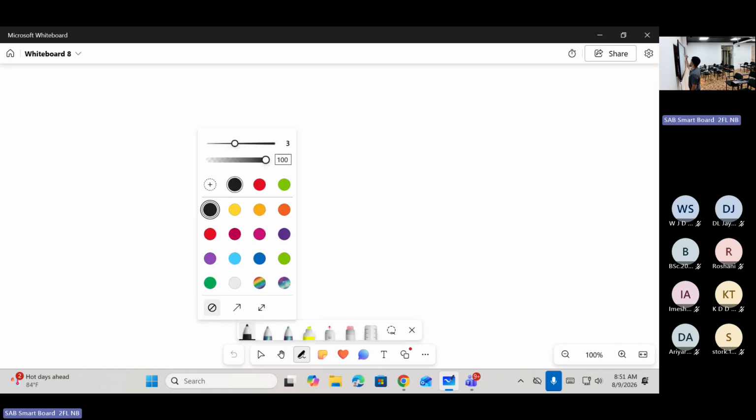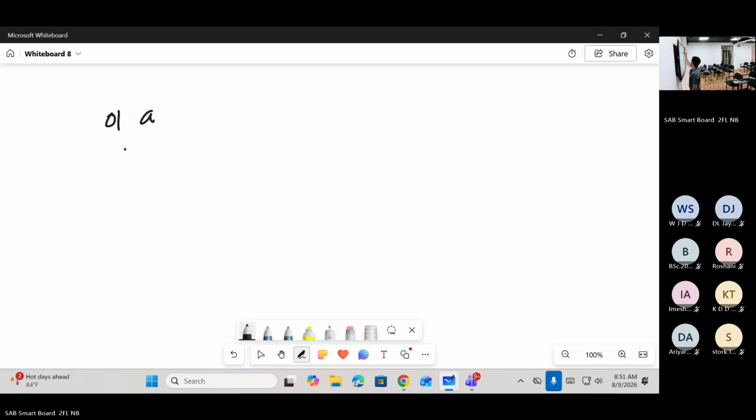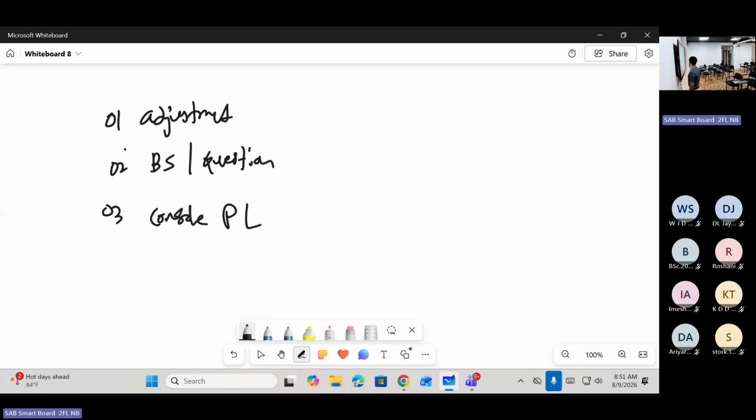They are planning to discuss this: segments. Second, analysis question. Third, consolidated P&L. These are the three areas I'm going to cover first.